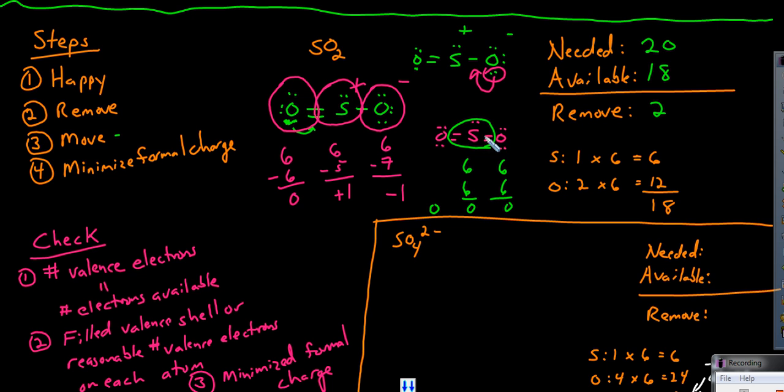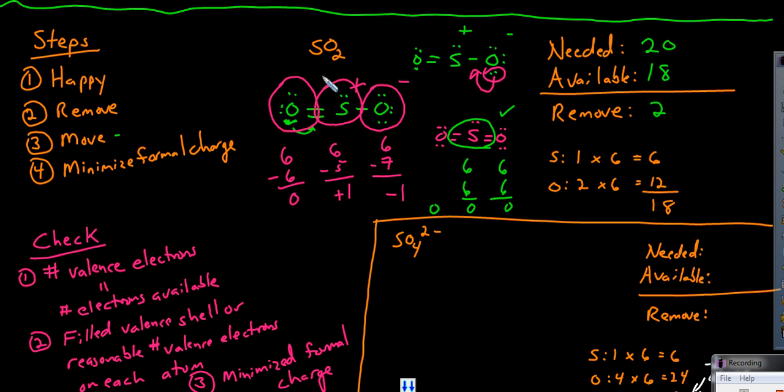Is that okay to have 10 electrons around the sulfur? Yes, because sulfur is in period 3. And period 3 or greater can have 8, 10, 12, sometimes even 14 valence electrons around them. It's okay. Everyone has a filled valence shell or is in another stable form. We've minimized formal charge, and we have the proper number of electrons. This is the structure for sulfur dioxide.